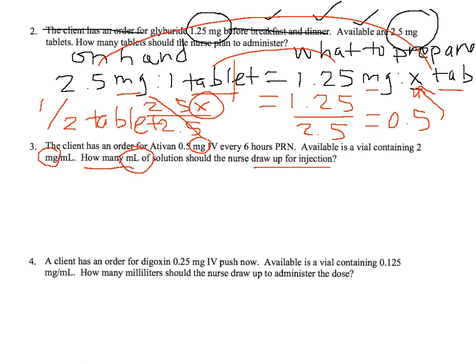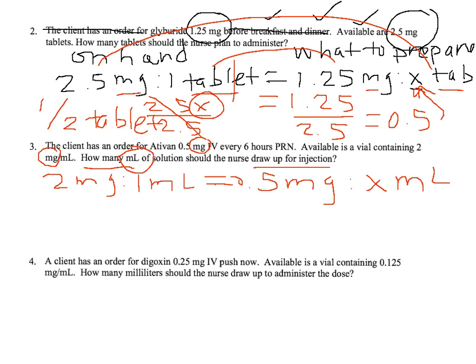All right, so what we're going to do again is over on the left-hand side, we're going to write down what we have on hand. So what we have on hand is 2 milligrams in 1 milliliter. And then on the right-hand side of the equation, we're going to write down what we need to prepare. And what we need to give is 0.5 milligrams, and we don't know how many milliliters that will be. So we're going to put X there for our unknown.